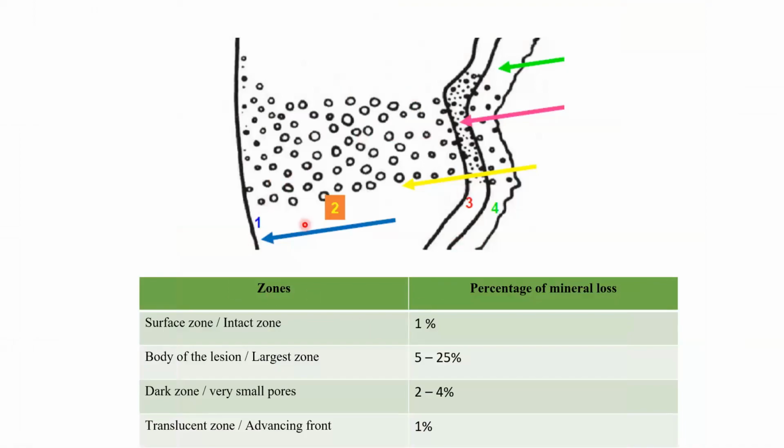And this is a picture just to show you the percentage of mineral loss and the sizes of the pores. So in the surface zone, it is quite intact. The body of the lesion has the largest sized pores, and it is also the largest zone in case of enamel caries, and the percentage of mineral loss is 5 to 25%. The dark zone shows 2 to 4% of mineral loss and has very small pores, and the translucent zone is the advancing front, showing a mineral loss of 1%. I think this picture is very clear for you to remember.